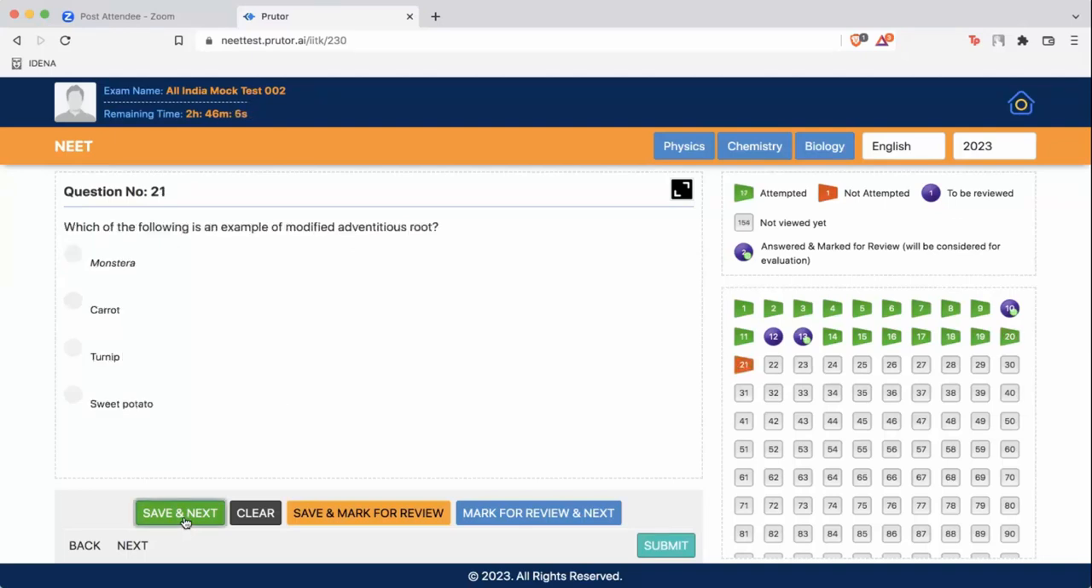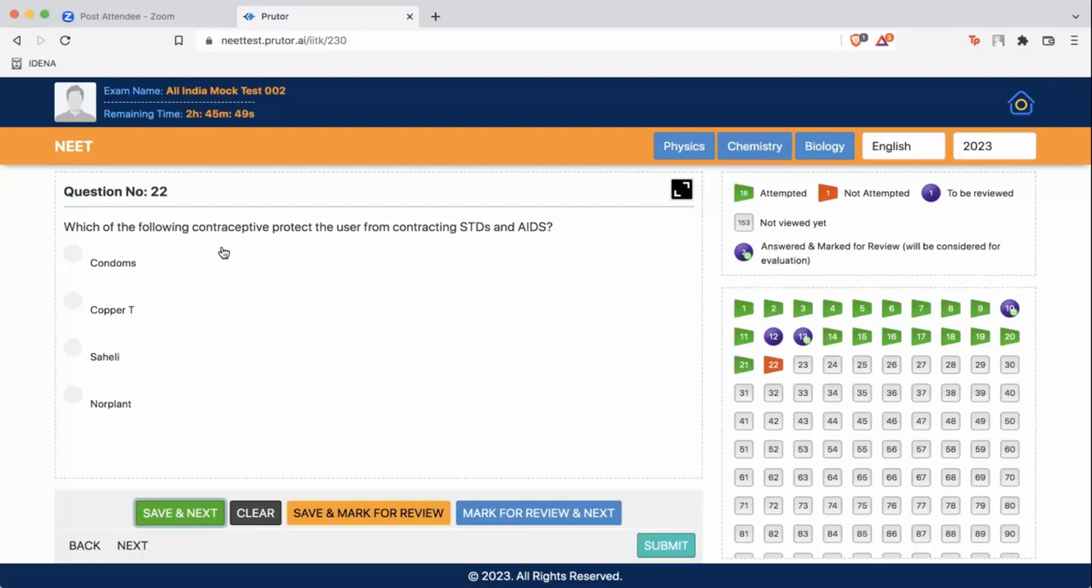Which of the following is an example of modified adventitious root? Turnip, carrot, these are not examples of adventitious root. Sweet potato. I think that's here, Ipomoea or dahlia. Dahlia, I guess, since it's a sweet potato.